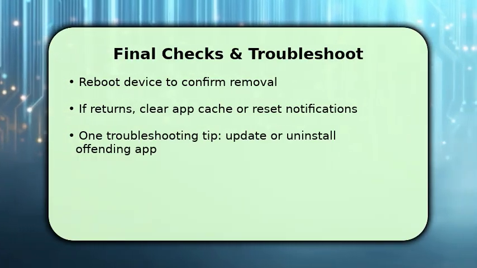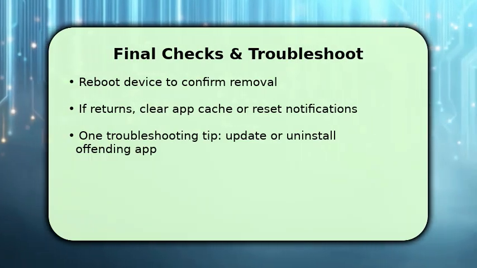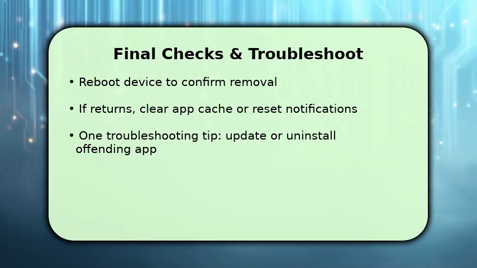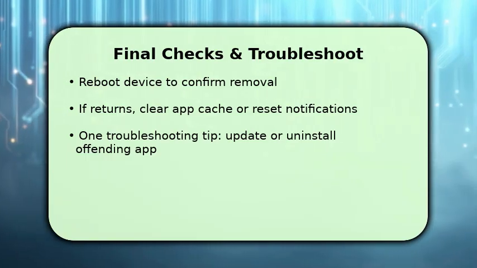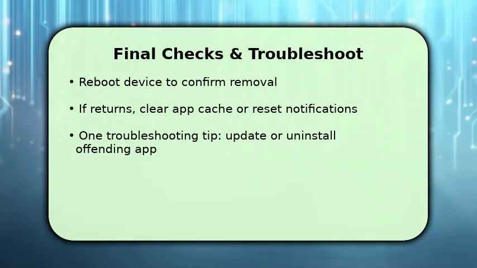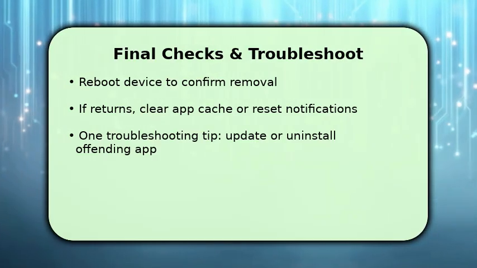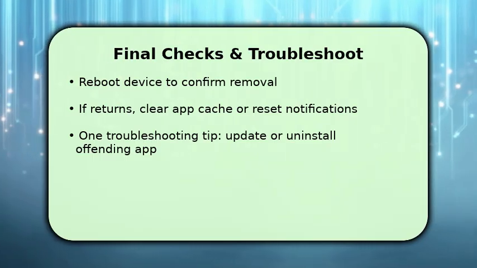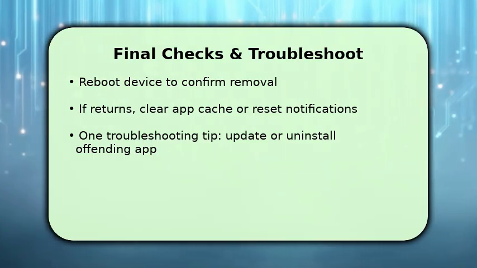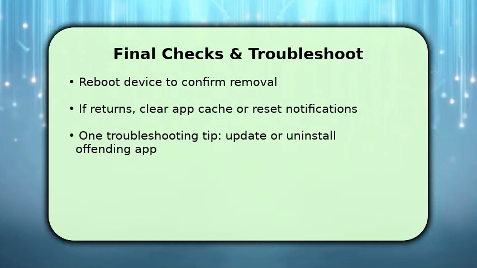If the banner returns, clear the app cache or reset app notification preferences in Settings, and then repeat the disable steps. As a key troubleshooting tip, update the app first, and if the issue persists, uninstall and reinstall it because buggy updates often reintroduce persistent alerts. Finally, make sure battery optimization system settings remain enabled if you want normal power savings to continue.